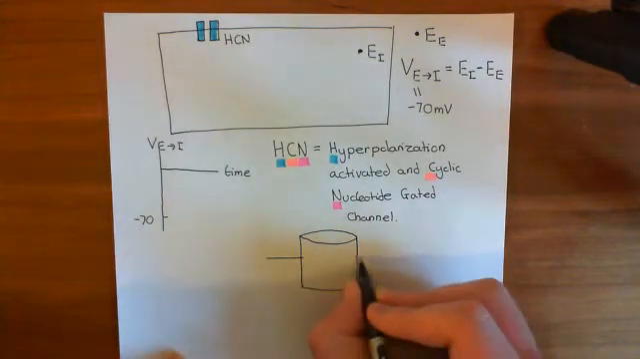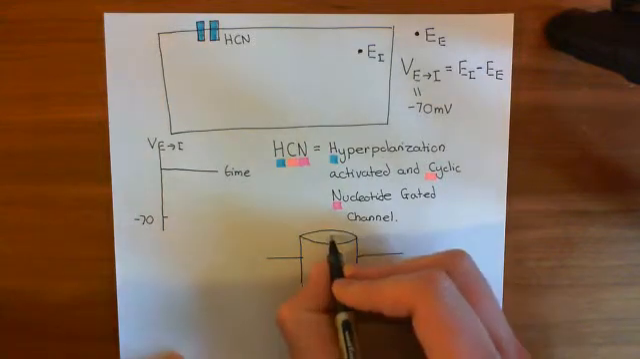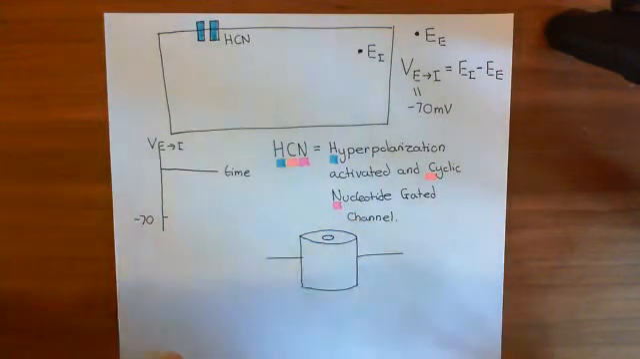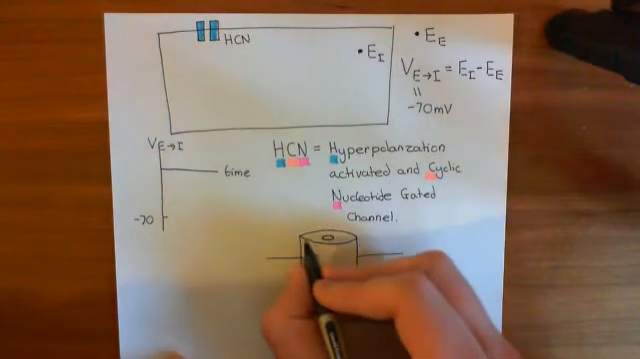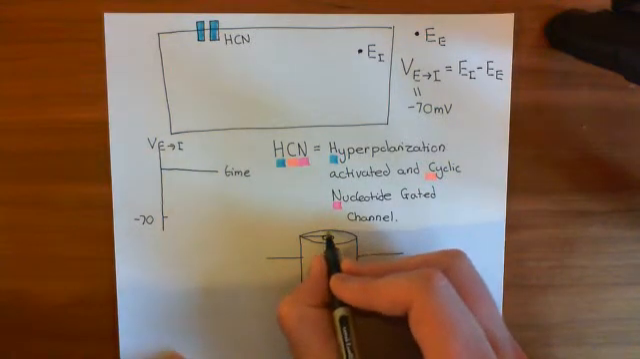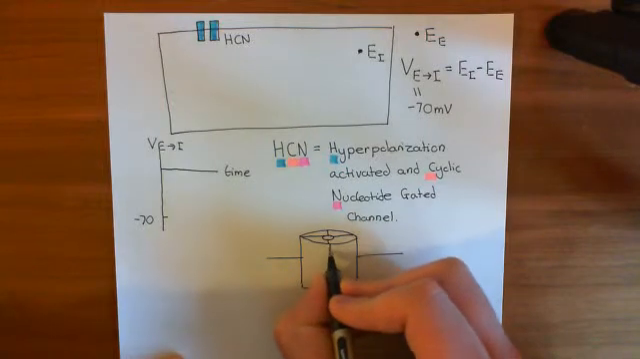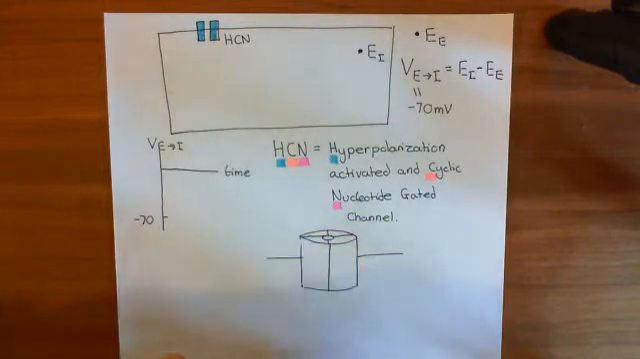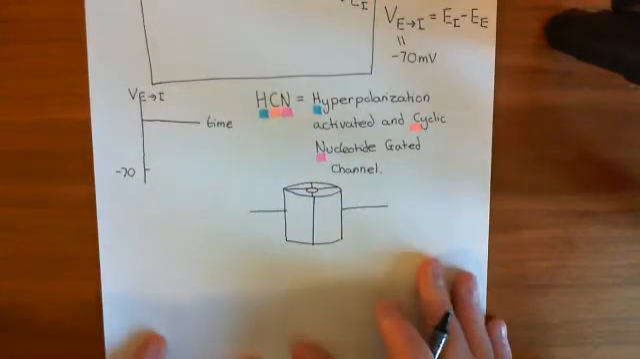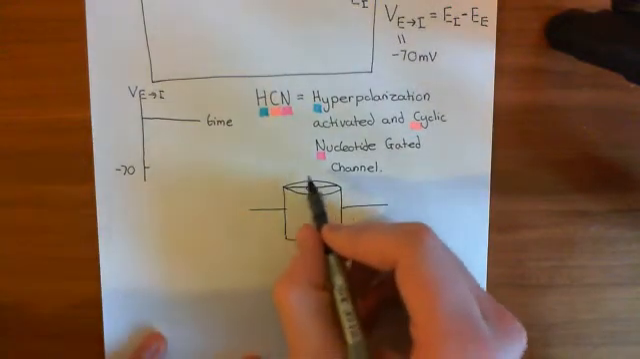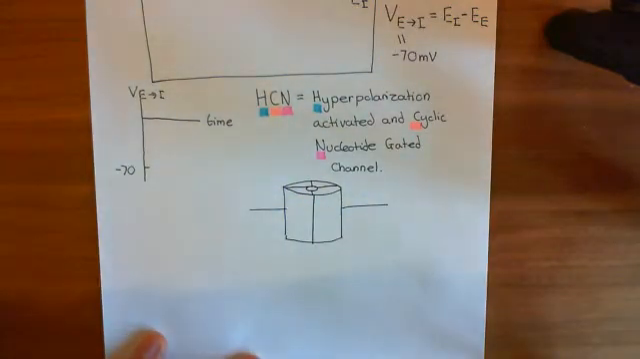So here's the membrane of the cell. And here's the pore through which the ions are going to move. Basically it's made up of 4 pieces. So I'm going to divide it up into 4 because it is a tetramer. The HCN channel is made up of 4 separate proteins that are stuck together.